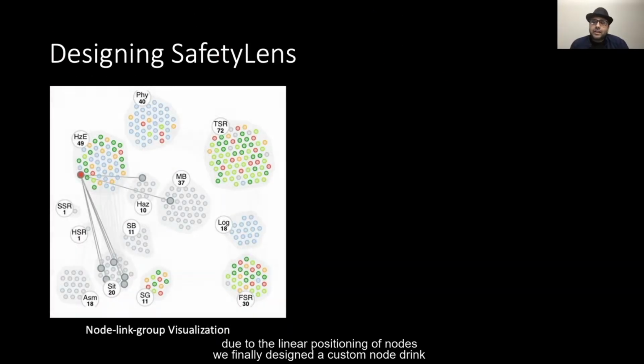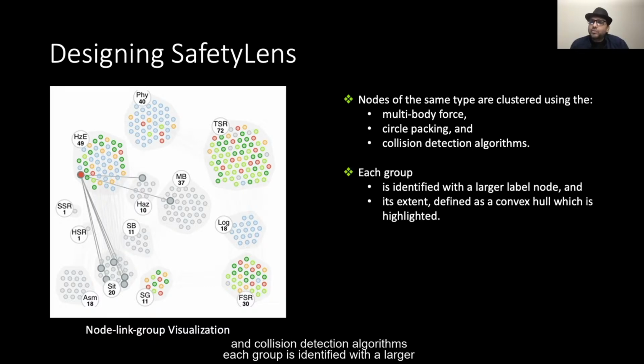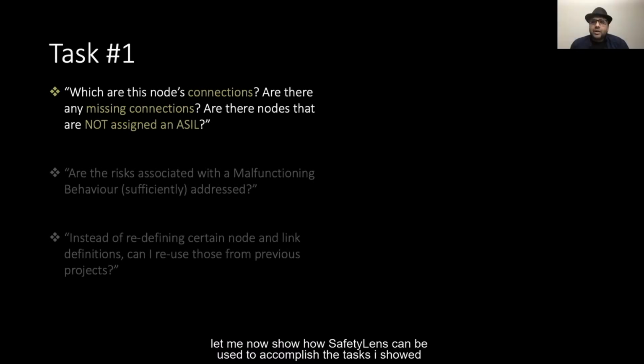We finally designed a custom node link group visualization wherein the same typed nodes are clustered using a combination of the multi-body force, circle packing, and collision detection algorithms. Each group is identified with a larger label and its extent is defined as a convex hull and highlighted. Let me now show how safety lens can be used to accomplish the tasks I showed earlier.